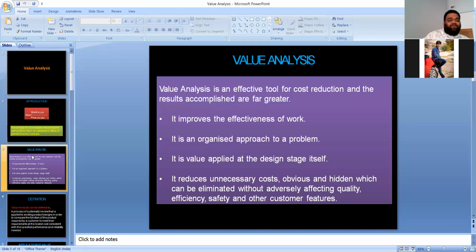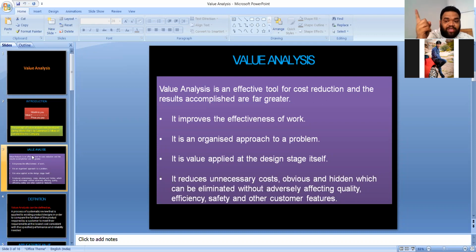There are some hidden costs, okay, and we don't know. So it happens like that. So those are what we call the hidden cost, which can be eliminated without adversely affecting. All those hidden costs, all those unnecessary costs, all those obvious costs can be eliminated without affecting quality, okay, quality of the product or quality of the work, and without affecting efficiency, safety and other customer features. We should not affect all these.